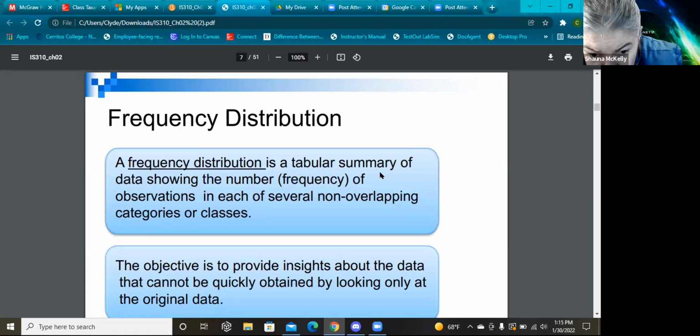Okay, we know what a frequency distribution is. It's a tabular summary of data showing each of several non-overlapping categories. The objective is to provide insights about the data. So by summarizing the data and putting it in a picture, you can convey a lot more information a lot faster.